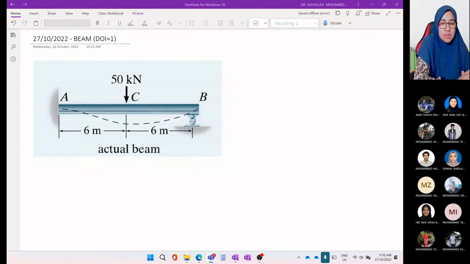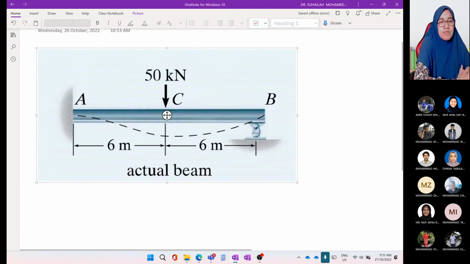Okay. So for this session, we will start with a beam example. This is an indeterminate beam to the first degree of indeterminacy. We have fixed support at A and roller at B. This beam span is 12 meters, and this beam is subjected to a vertical load of 50 kilonewtons at point C.